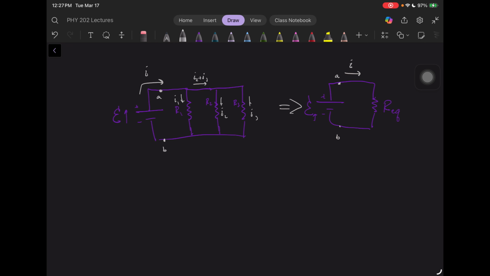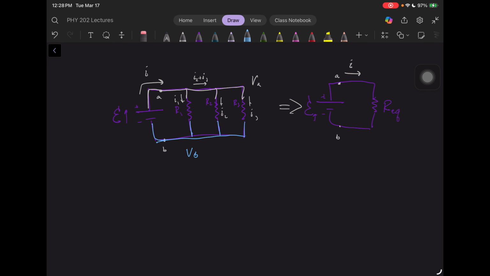Let me just make sure that's how I want to do this. Oh, and before we even get into that, if this is an ideal conductor, there's no potential difference in a conductor, it's all equipotential. So all of this is at VA, and then we could say all of this is at VB.